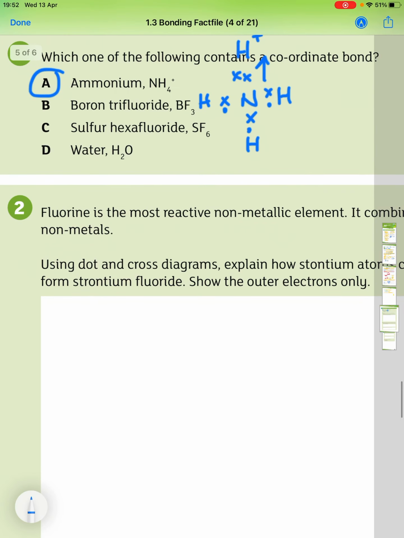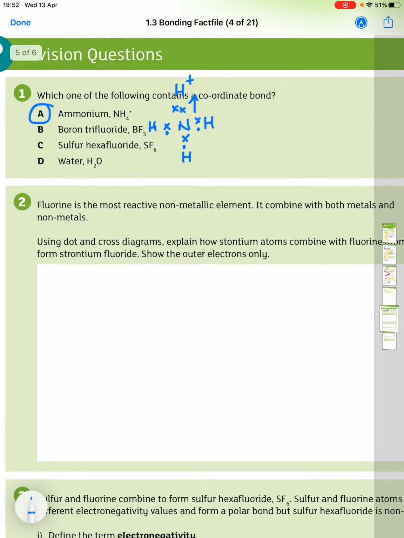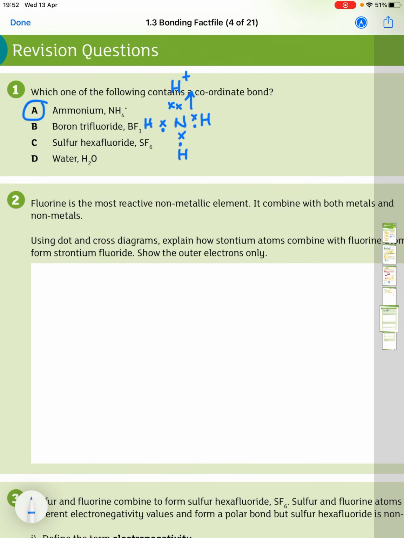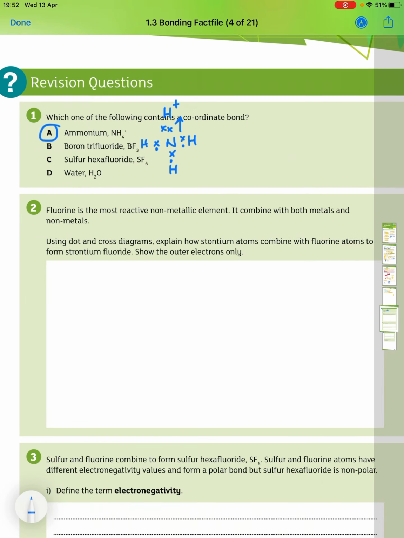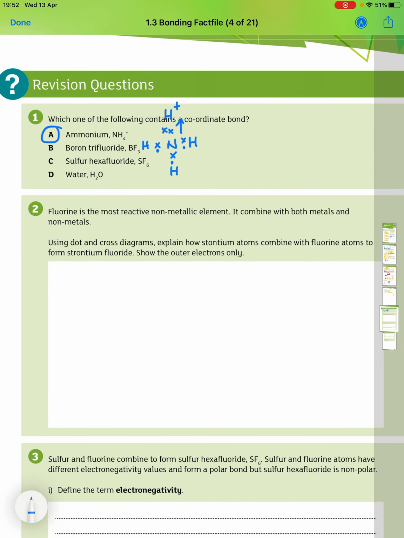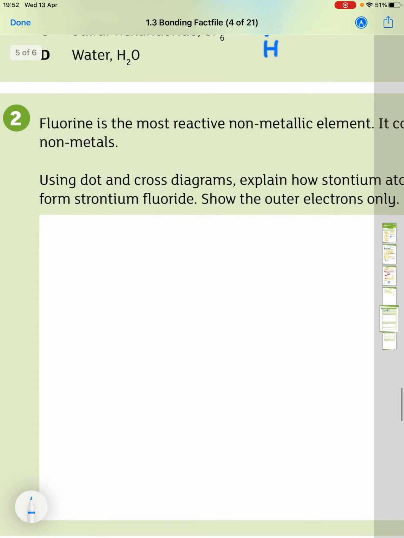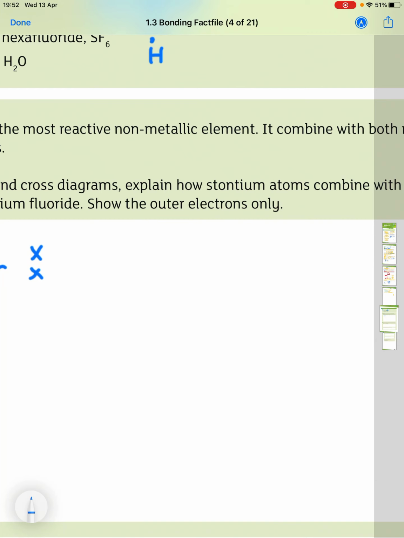Next one, fluorine is the most reactive non-metallic element. It combines with both metals and non-metals. Using dot and cross diagrams, explain how strontium atoms combine with fluorine atoms to form strontium fluoride. Show the outer electrons only. So we're going to do strontium first. So outer electrons only, strontium group 2, and then the fluoride ions.